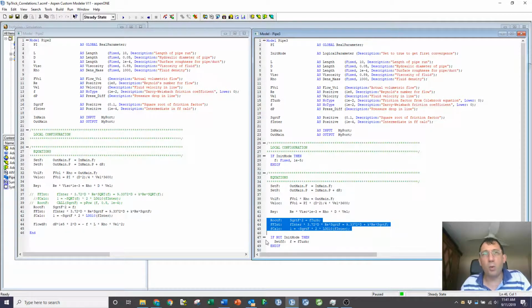This is actually quite a useful cheating technique to get the model to converge the first time, and then once you've got a reasonable initial estimate, you can flip over and forget about the initialization mode. But it's one that I found quite useful and recommend.